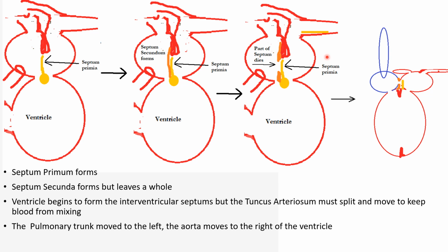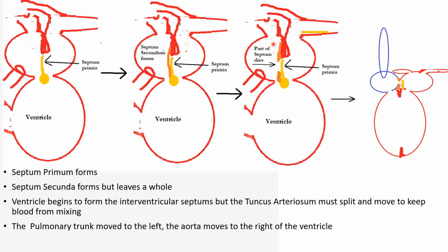Now it does have a flap, and what it allows is mixing of blood between the right atrium and left atrium, which we'll talk about later, and it's going to go into the ventricles. Now, the other thing that happens is the blood supply changes.